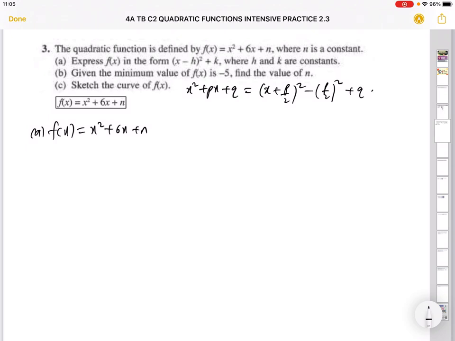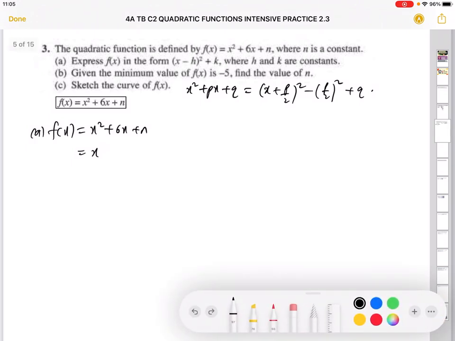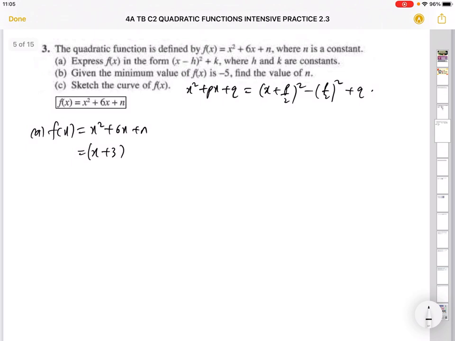So in this question, my p is 6. Half of p will be just 3, and then you square it. But you must always minus the 3 squared. 3 squared is 9. I know you'll be thinking, why? Why do I minus 9?